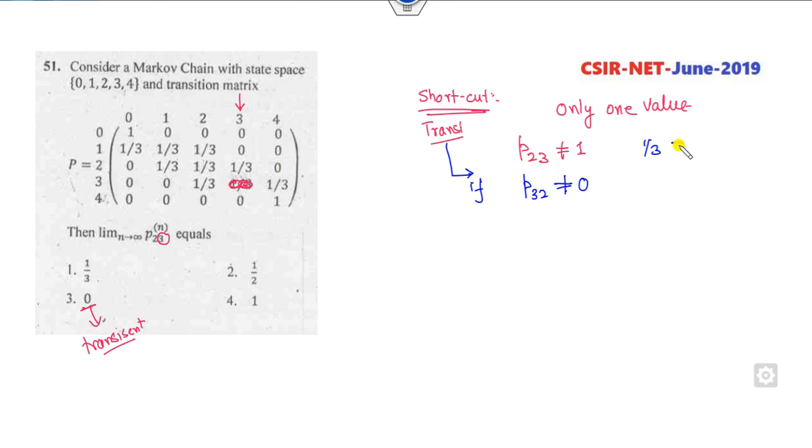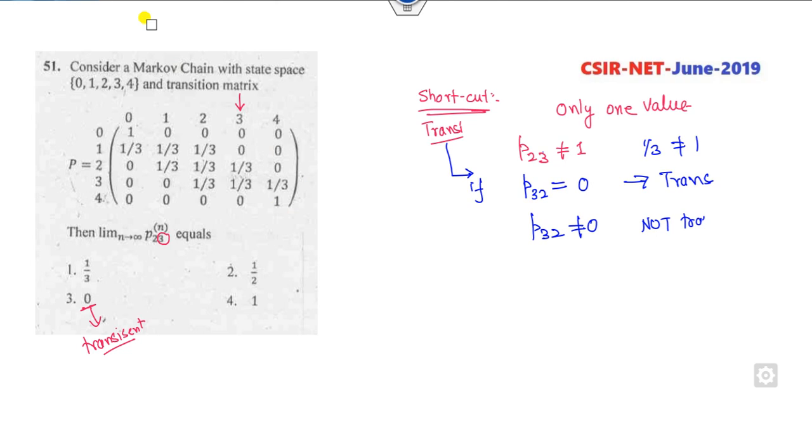What is P(3,2)? P(3,2) is here, which is non-zero. So it means it is not transient. You can say it is transient when the opposite entry is 0. If the opposite entry is non-zero, then we can say it is not transient. But in this example, you can see none of the columns has a 1. So how can you check whether it is transient or not?